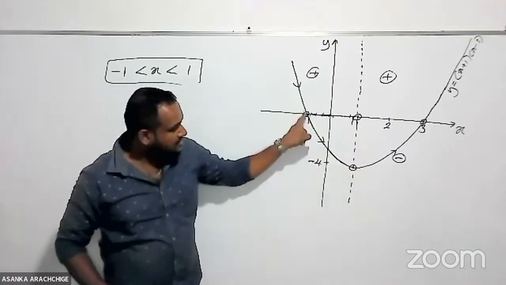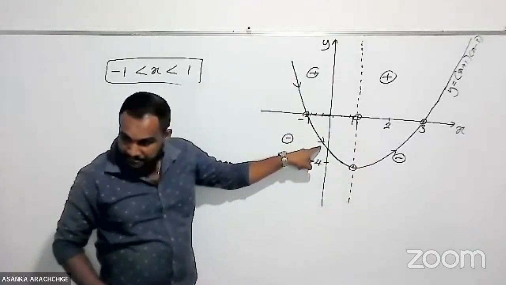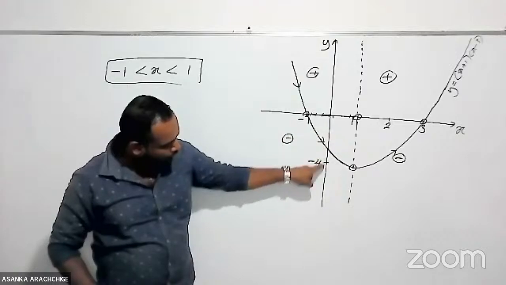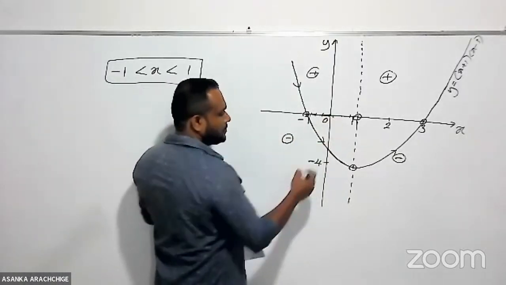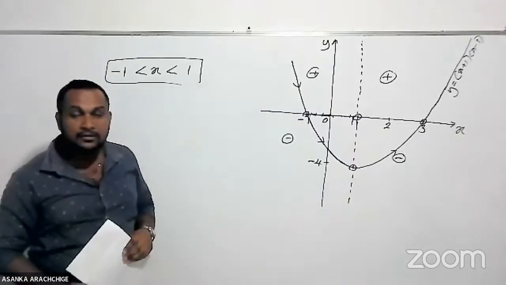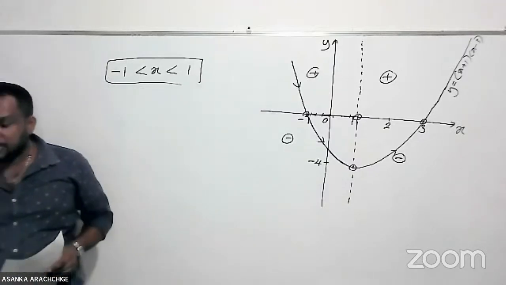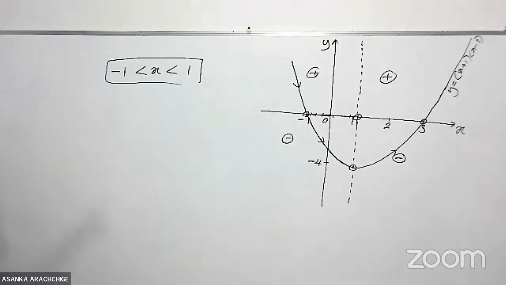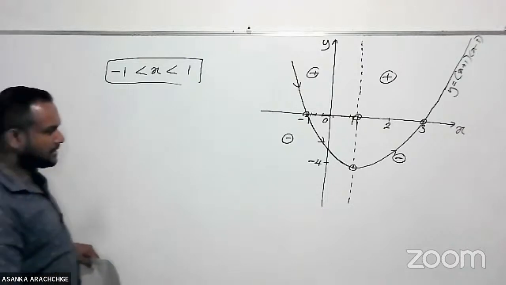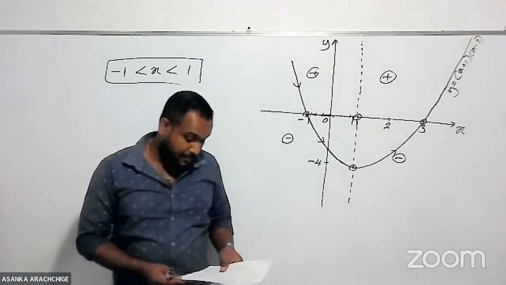From this point to this point the graph decreases but the y coordinates are negative. So the answer: the graph decreases negatively.